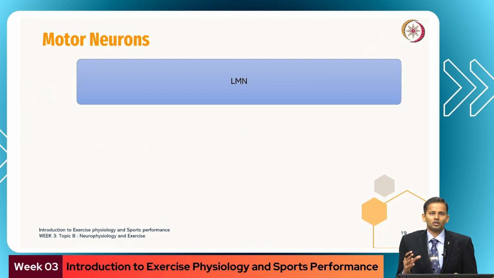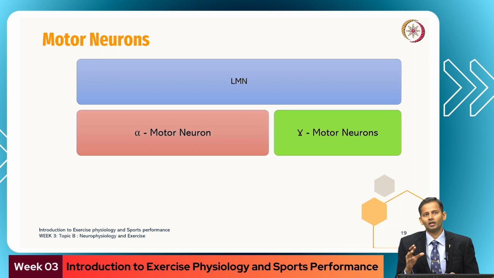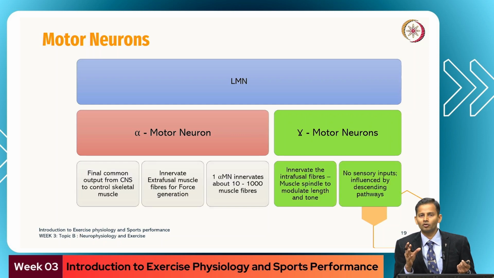So let's focus on motor neurons, especially the lower motor neurons. Here we are mainly focusing on the spinal segment. The lower motor neuron has two types of motor neurons: the alpha motor neuron and the gamma motor neuron. The alpha motor neuron is the final common motor pathway, both from the central nervous feedback or the local feedback, and it controls the skeletal muscle. So it supplies the extrafusal fibers of the specific muscle the motor neuron supplies.